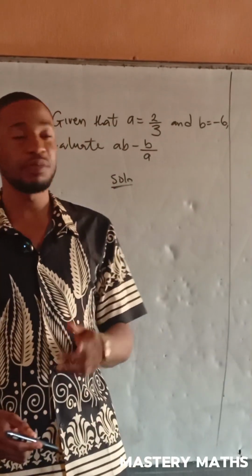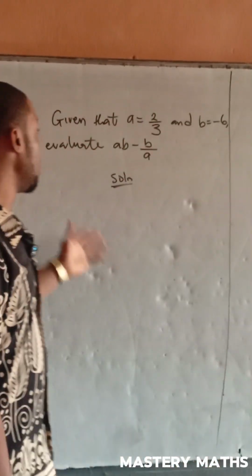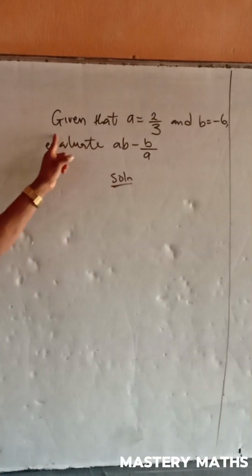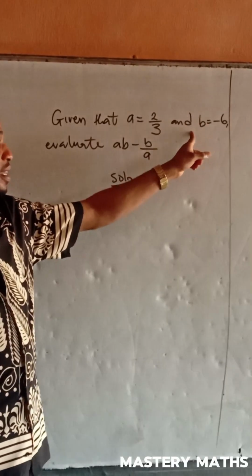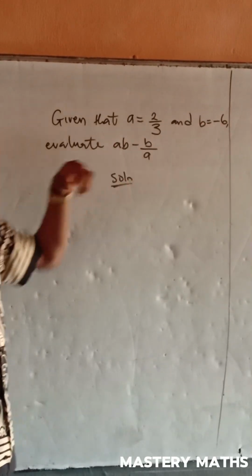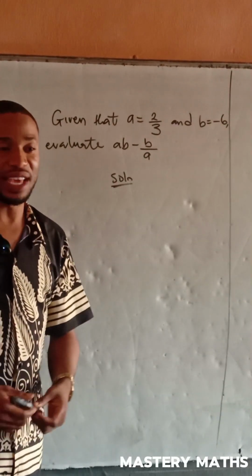Without wasting much of your time, we have a question on the board which we need to solve. On the board, you are given that A is equal to 2 over 3 and B is equal to minus 6. Evaluate AB minus B over A.